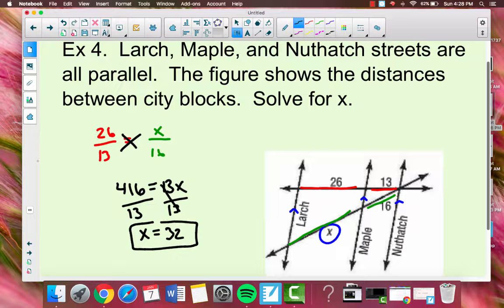And of course, if it has units, you want to make sure you include that as well. So this is between the city blocks. All right? Very short, more proportions, hopefully not too bad to set up as long as you're consistent.